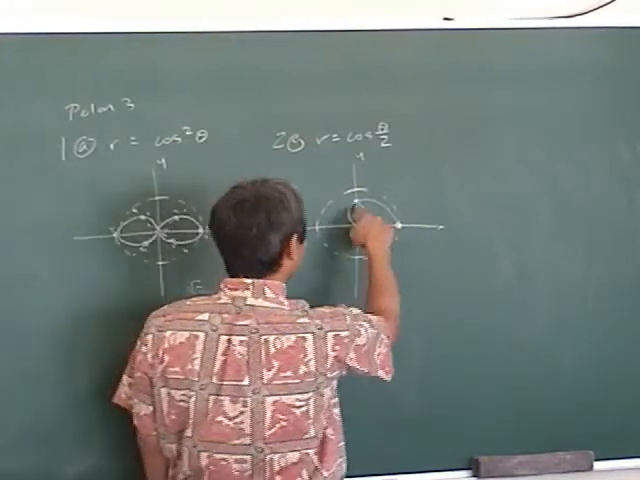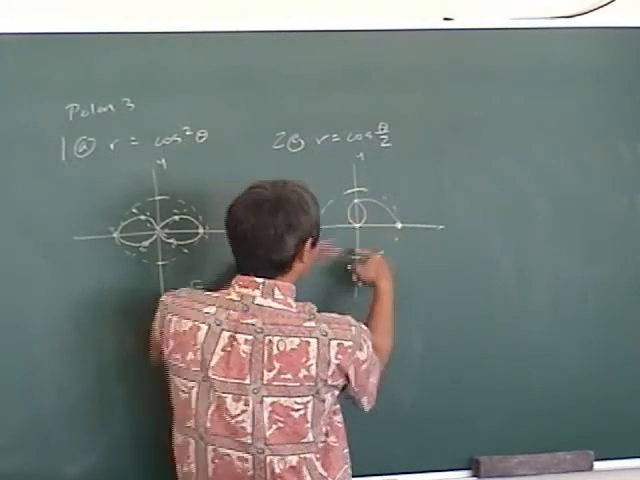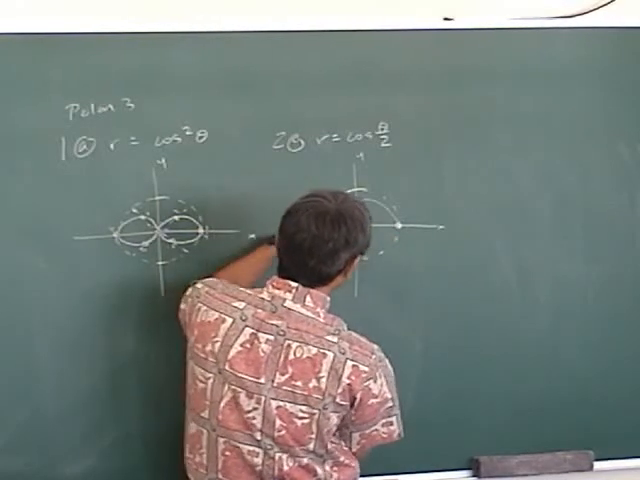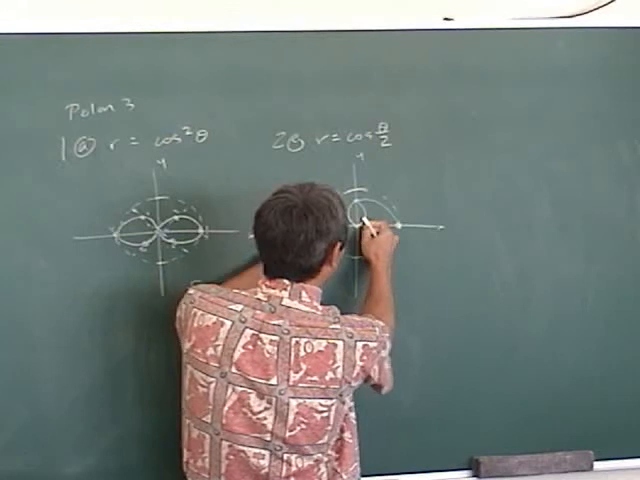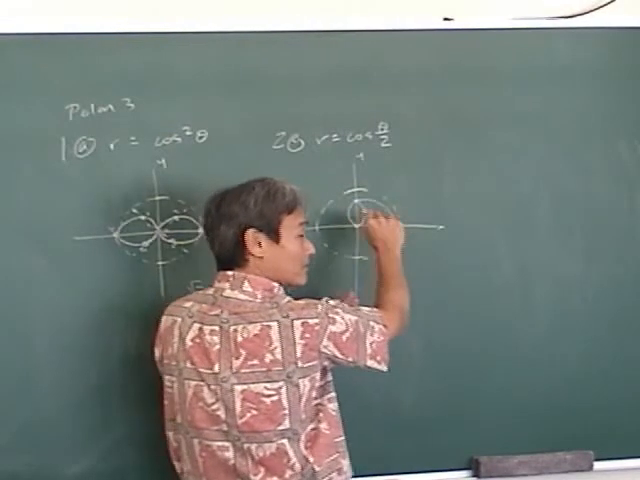Yo, Mr. Park, how do you know it goes like that? How come it doesn't just go back down? That's because, what about the angles over here? All of these angles here, r is negative, so you've got to go on the opposite side, right? That's why it's over there.